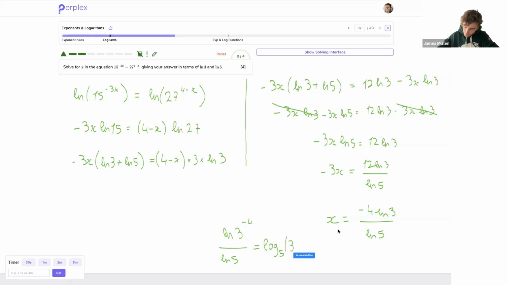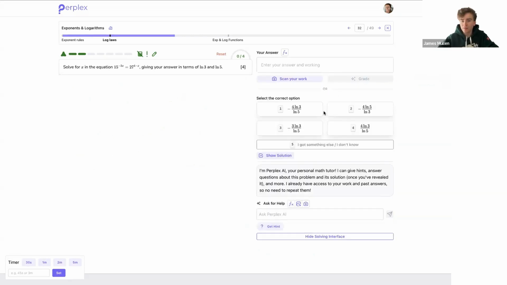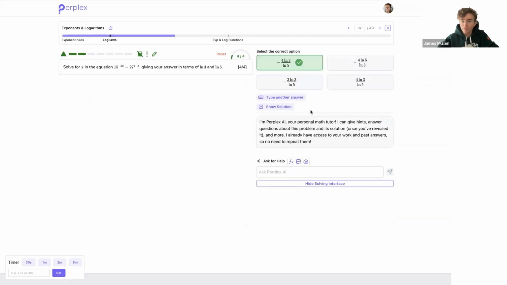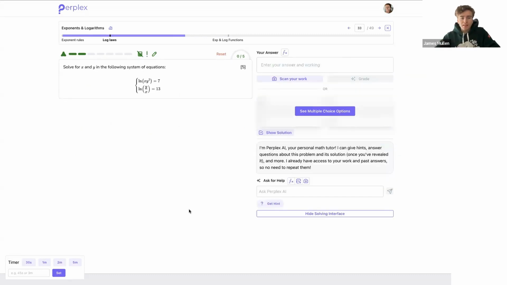Of 3 to the minus 4. Okay, but that doesn't matter. We have our answer. Let's just check it. We said negative 4 ln 3 over ln 5. There we go. Something slightly harder now.